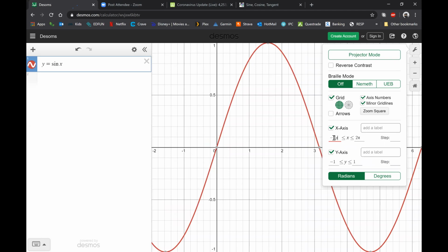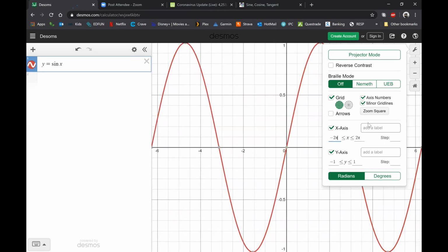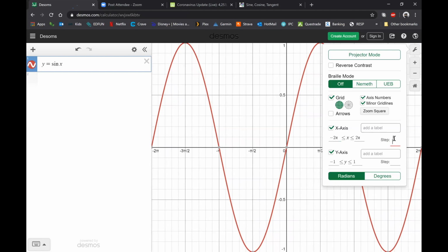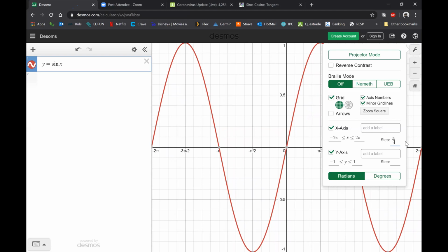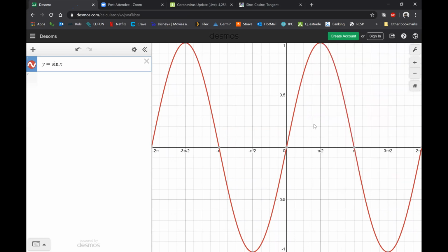And then let's work in, this is the step. This is what the lines you see on the bottom are. So I'm going to make my values here pi divided by 2. So every step is pi over 2. And then I'm going to work in radians, and I'm going to close this down now. Okay, so there's what the sine graph would look like.